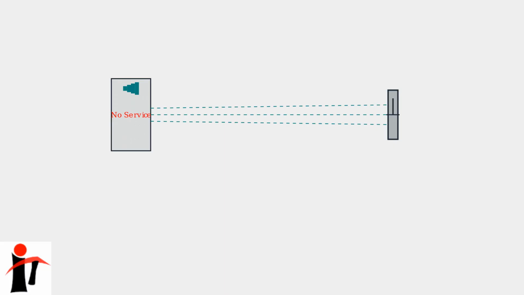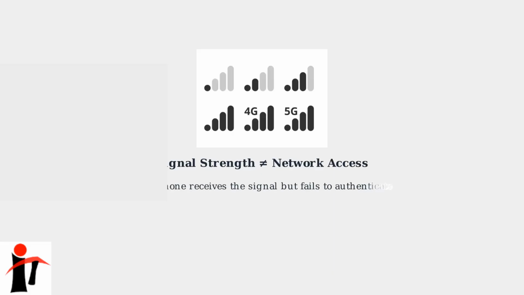Have you ever experienced the frustrating situation where your phone shows full signal bars, but you can't make calls or use data? This common problem affects millions of users and often has nothing to do with signal strength. The key insight is understanding the difference between signal strength and network service.